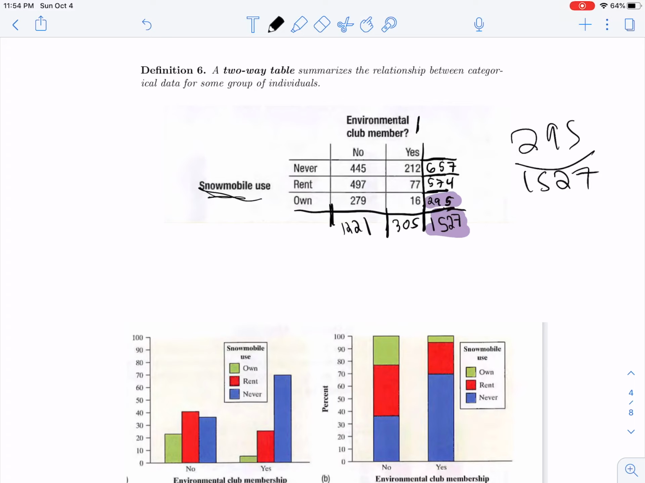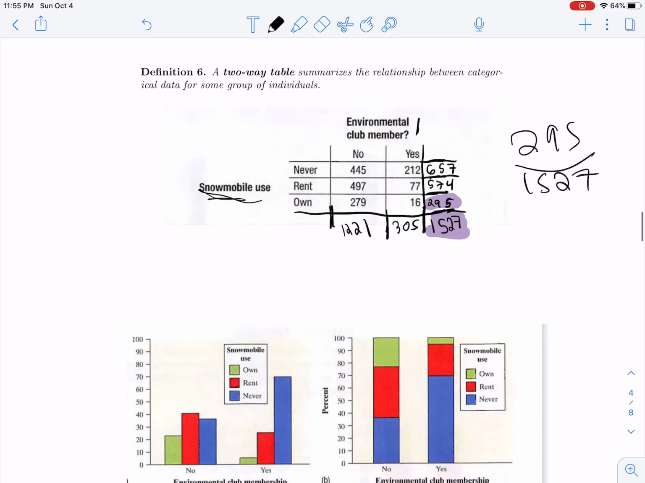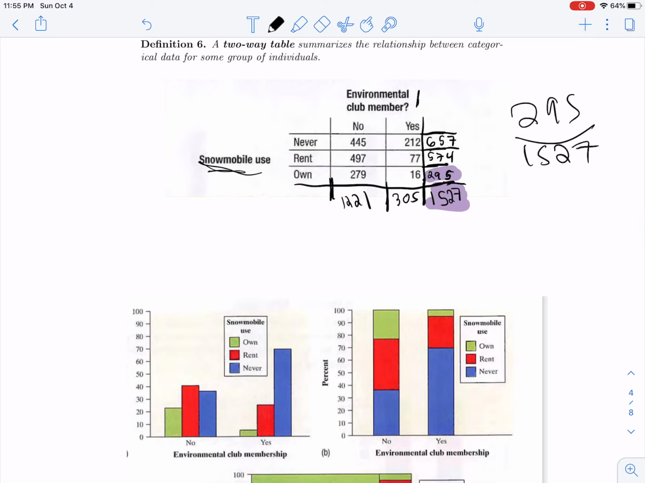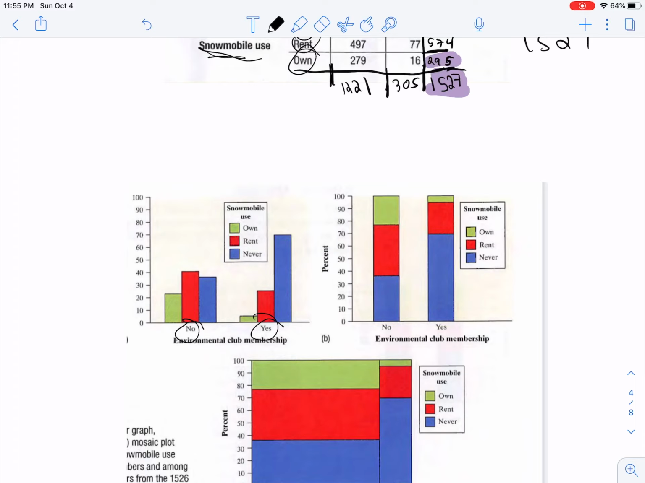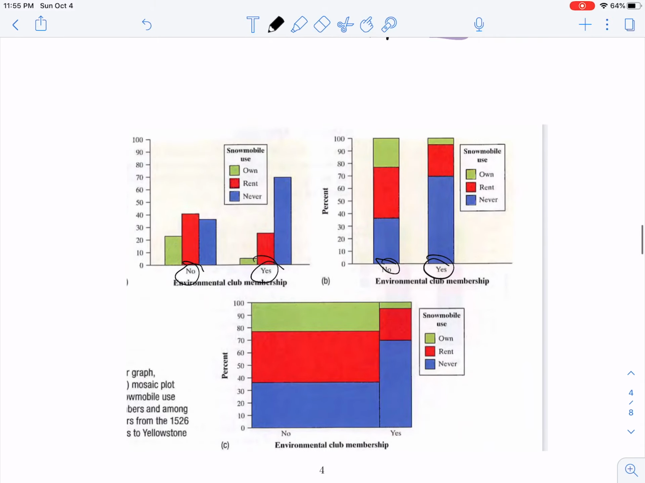Now, let's talk about how we can represent this data. Two-way tables tend to be represented in two different ways to tell you the exact same information. We can do a grouped bar graph or a stacked bar graph. The grouped bar graph here is over on the left. We just use the tops of our columns to split us up into no and yes. And then we just make little bar graphs for each of the three categories on the left. We could also do this by stacking, as we do here on the right. Again, splitting up into whether they're an environmental club or not.